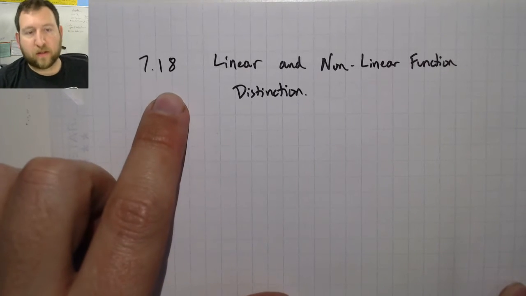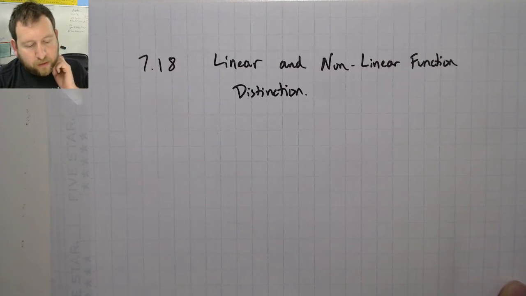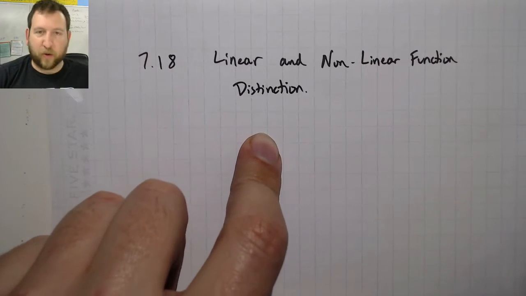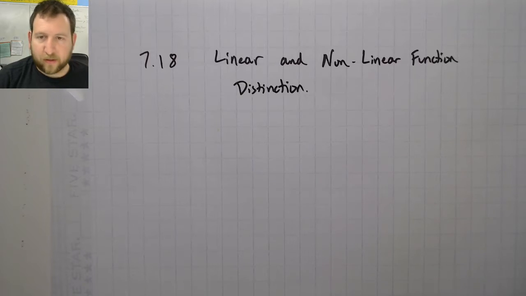All right, this is section 7.18, linear and nonlinear function distinction. And it's almost the last section in the chapter. It goes to 7.18, and we're almost to the end.